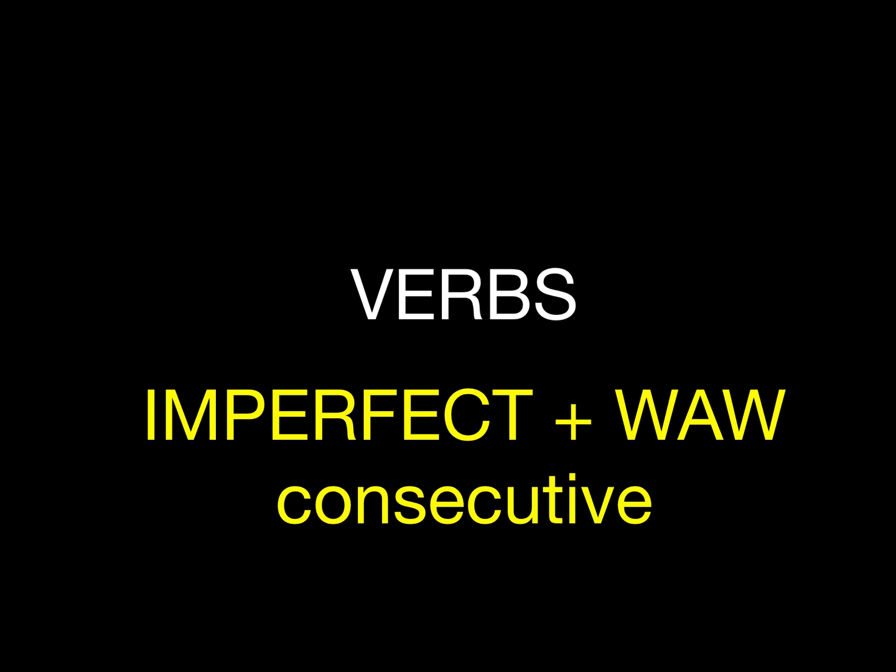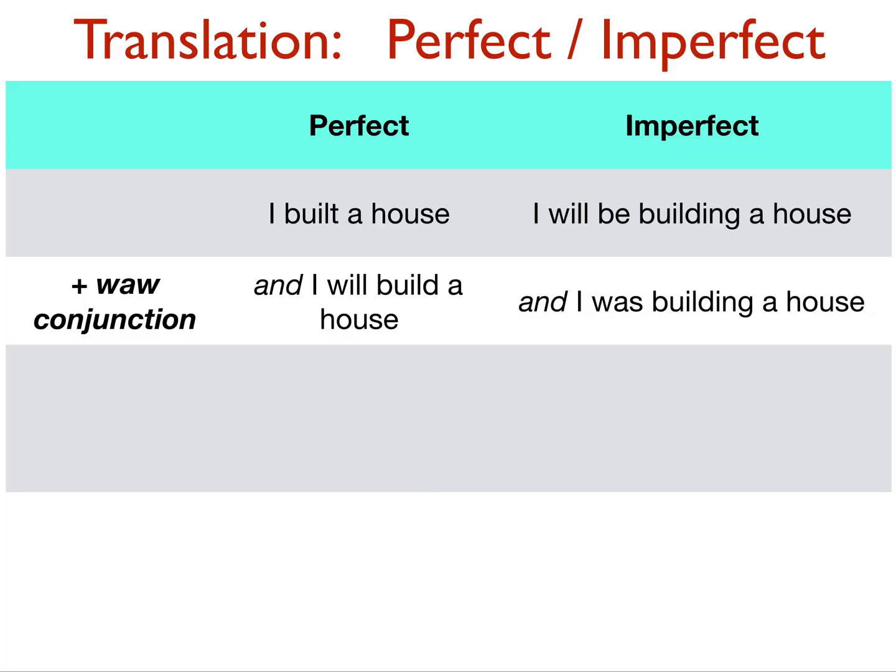So then we have a second option, vav consecutive. Actually, let's first look at a summary. So perfect, I built a house. Imperfect, I will be building a house, or I will build a house, a future, right? This is perfect is completed, imperfect is incompleted.